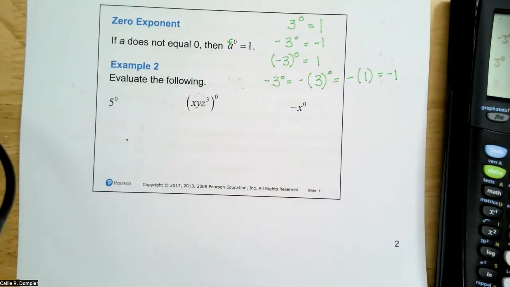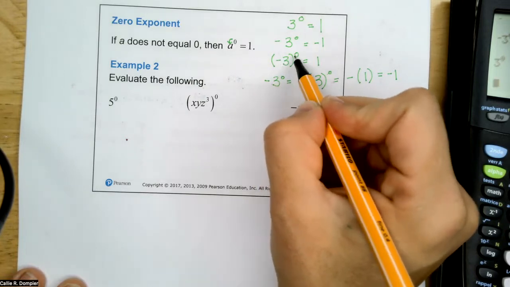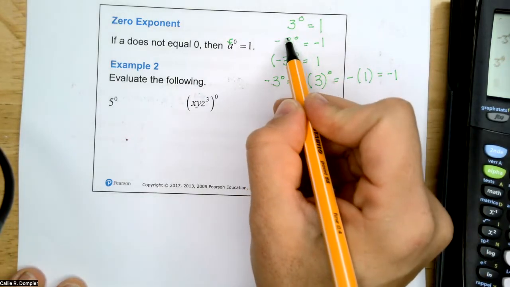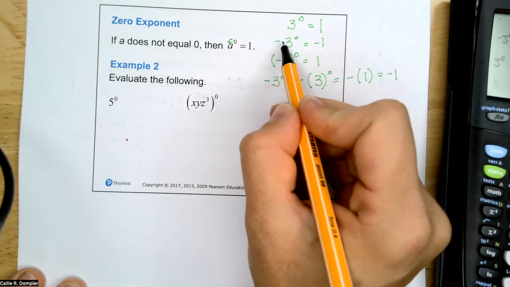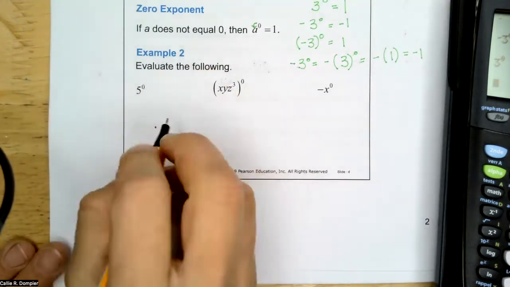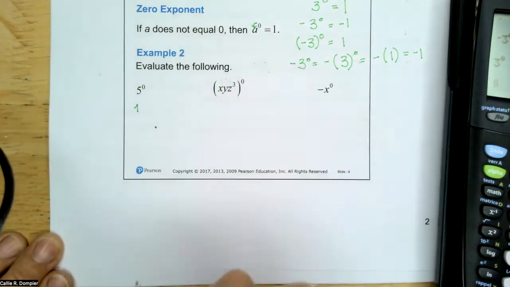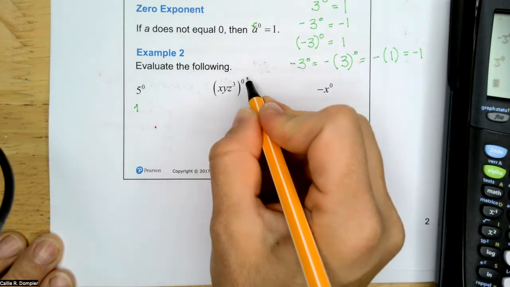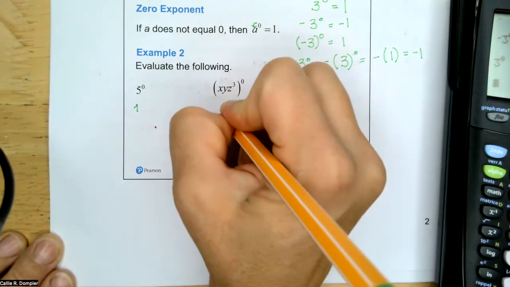All right, how are they different? The parentheses. These parentheses mean that I can take all of it and raise it to the 0 power. Without the parentheses, I have to respect that this negative is not part of the exponent, okay? So 5 to the 0 power is just going to be the number 1, right? X, Y, Z to the third, all to the 0 power, also going to be 1.